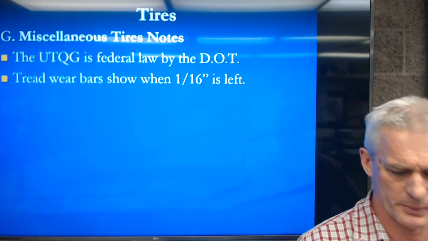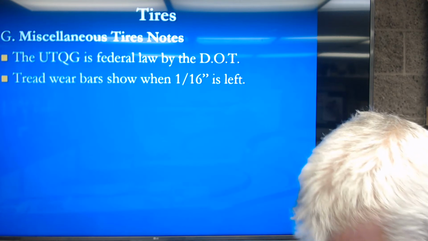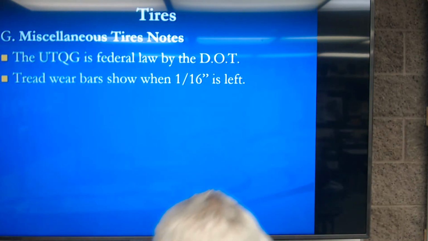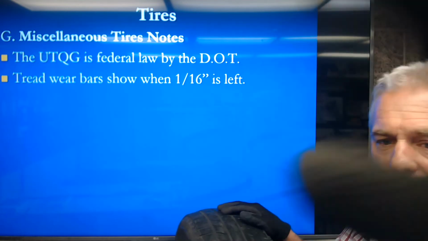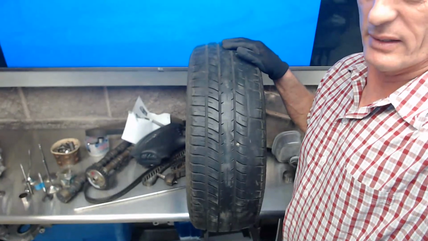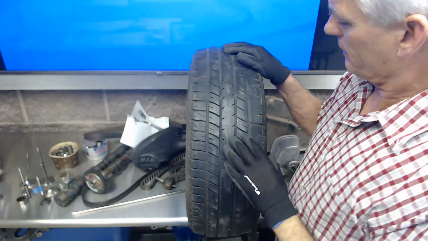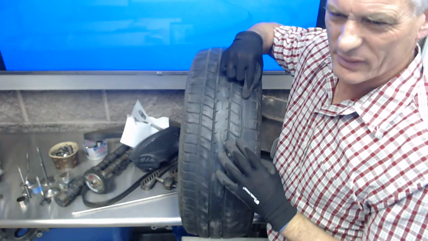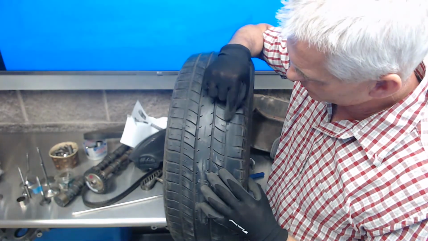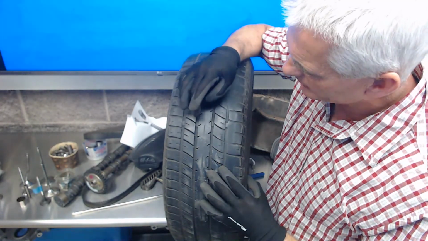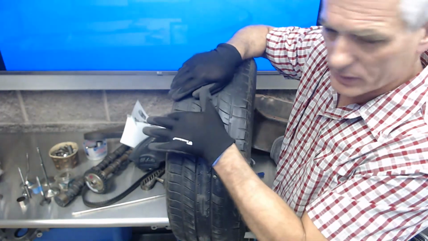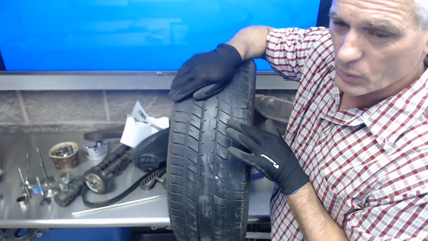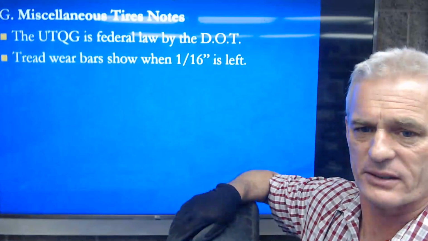Treadwear bars. Let me show you what the treadwear bars are. So the treadwear bars are government regulated high spots that are between the tread, and you should be able to see them. So there's one right there, and there's one right there. It's just a raised section. It's a 1/16-inch raised section. And when that's worn straight across, the tire is legally worn out, and the highway patrolman can give you a fix-it ticket.